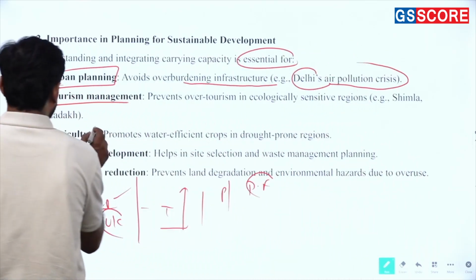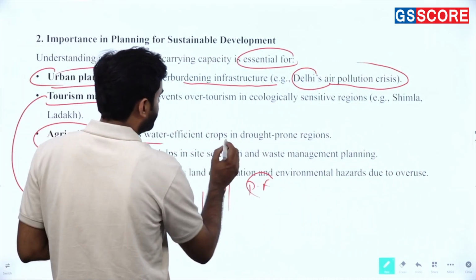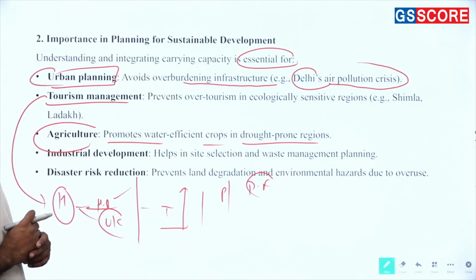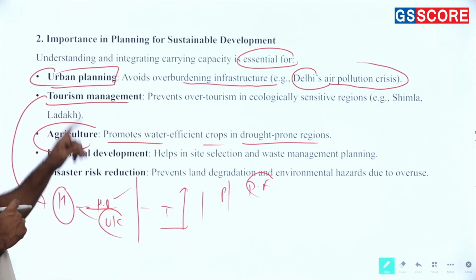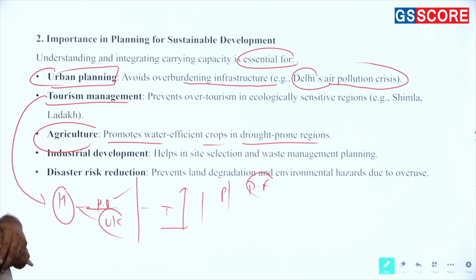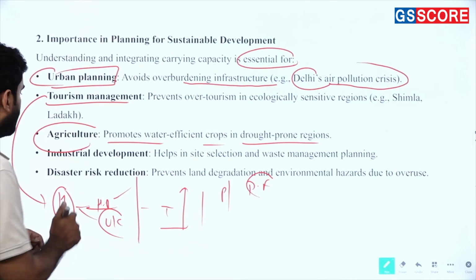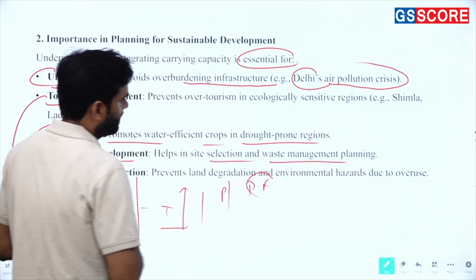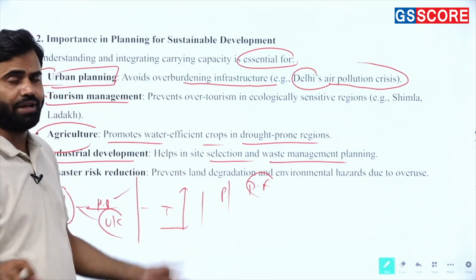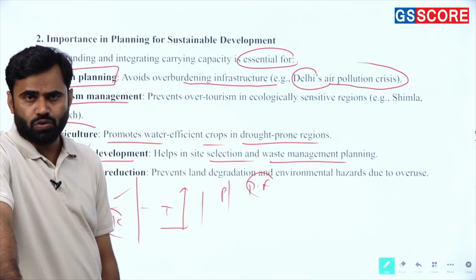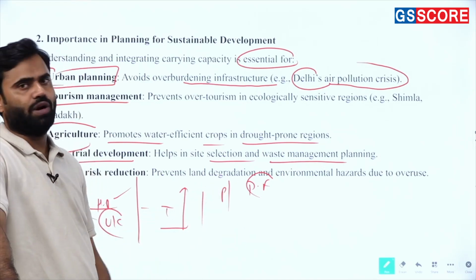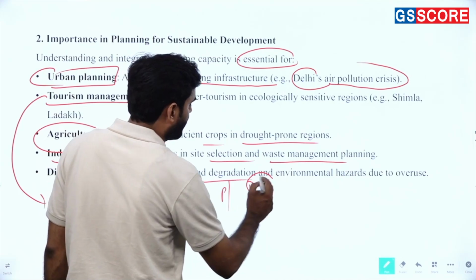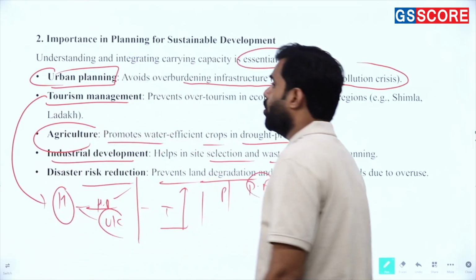Next one, agriculture. Promotes water-efficient crops in drought-prone regions. That's why we are adopting a number of water conservation methods in Rajasthan, Gujarat, Haryana, Punjab, UP also. Next one, industrial development, help in site selection and waste management planning. Yes, it is happening. Solid Waste Management Rules 2016, आप इसको ऐड कर सकते हैं. Disaster risk reduction, prevent land degradation and environmental hazard due to overuse.